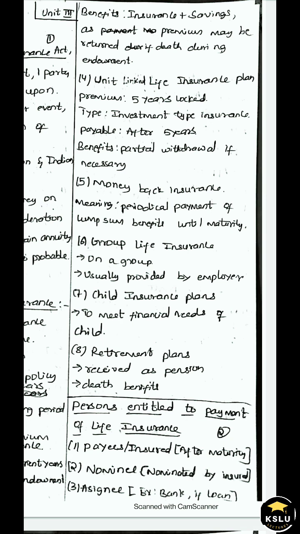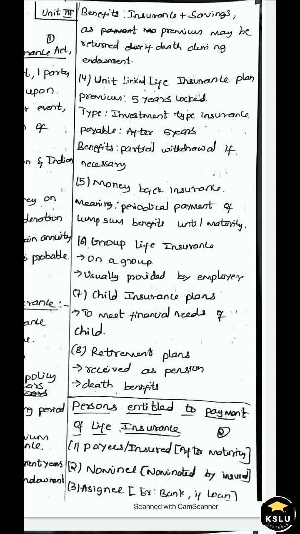So it doesn't depend upon your death. If you die before maturity, then there may be premium returns. But after 5 years, the policy will automatically get matured, and they will get the claim in unit linked life insurance policy. Benefits. In ULIP, you may withdraw partial claim if required, before 5 years.